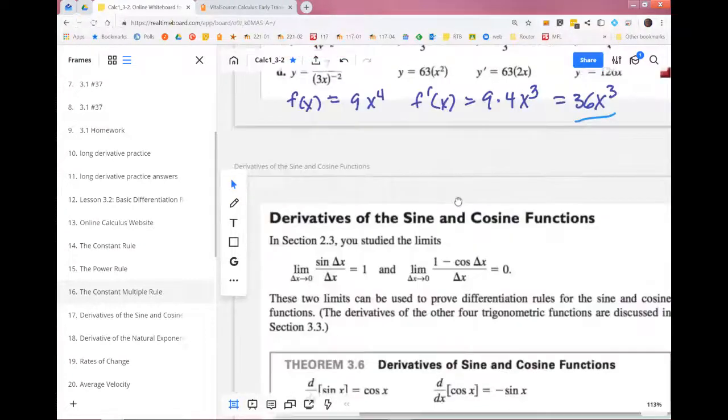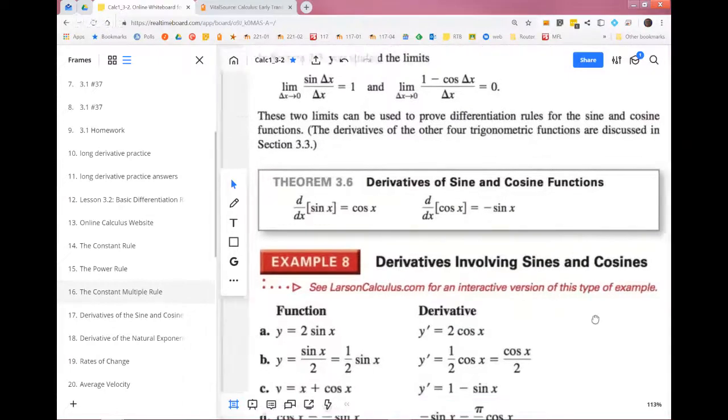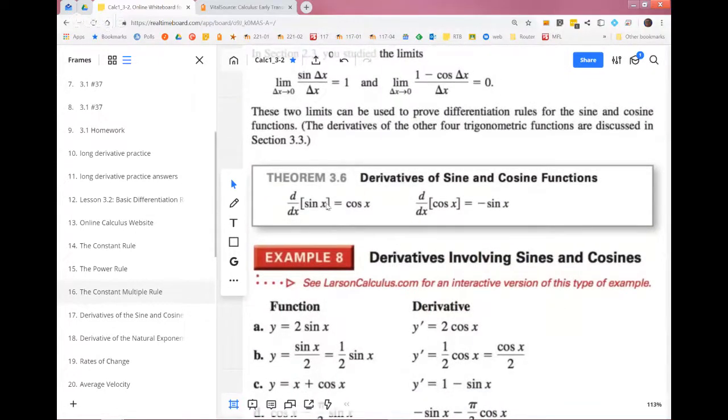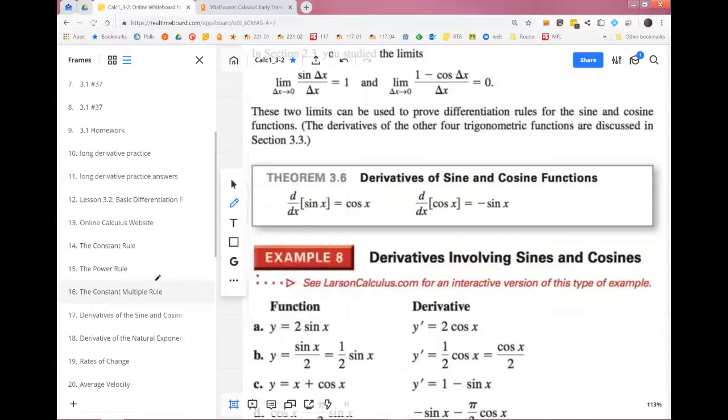Okay. So now we got some memory work again. Two derivatives you're going to have to memorize. They are: the derivative of the sine is the cosine, and the derivative of the cosine is minus the sine. So those you're going to want to tuck away. It's kind of like you had to learn those special limits for sine and cosine. You need to learn these derivatives.